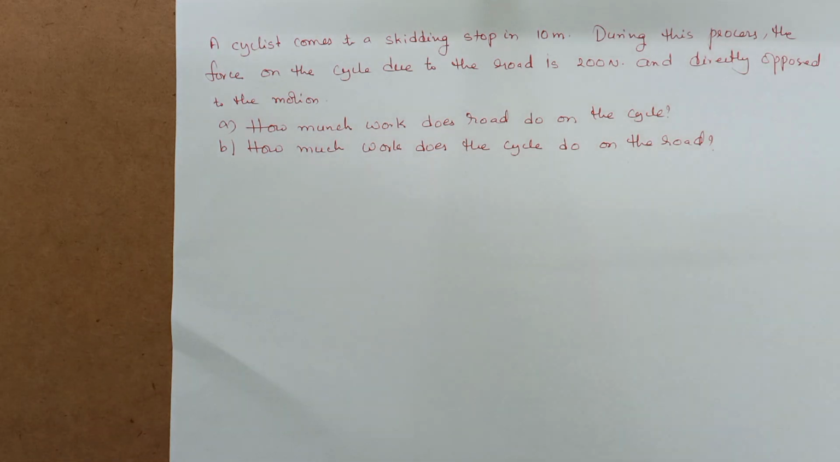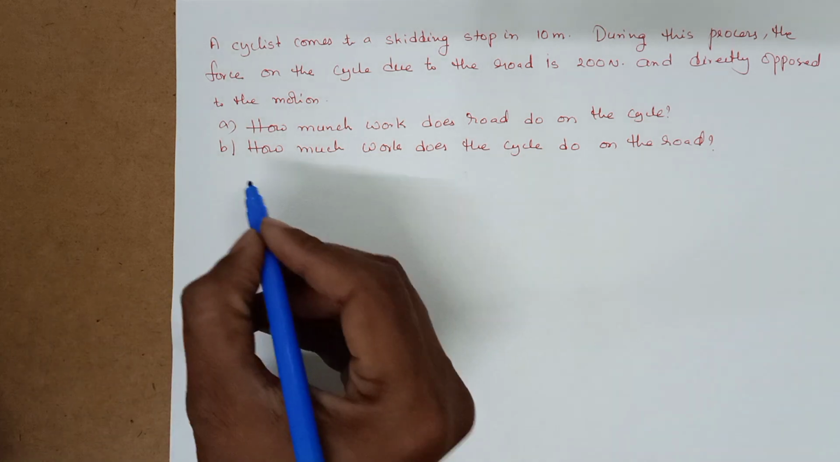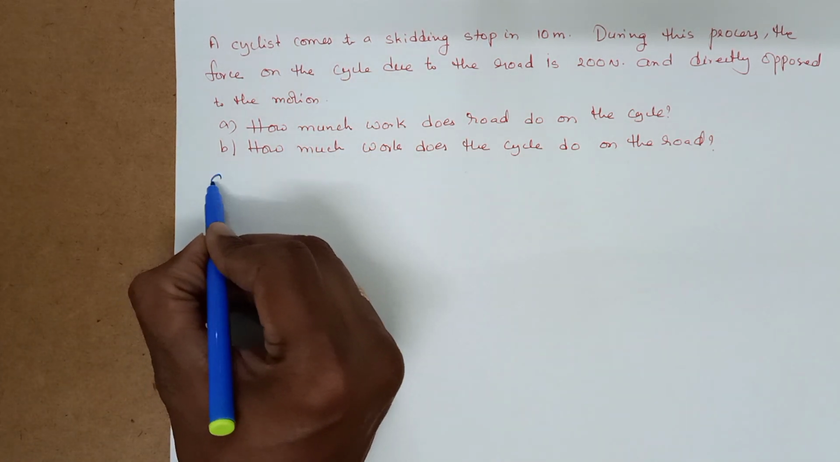Now the next problem: a cyclist comes to a skidding stop in 10 meters. We have to calculate how much work the road does on the cycle and how much work the cycle does on the road. It's a simple one, which involves the third law also.